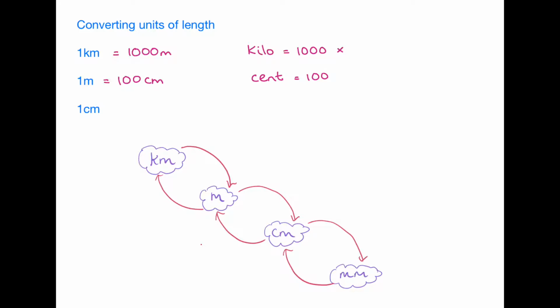Okay, and 1 centimetre is 10 millimetres. Okay, so milli is French for 1,000, and that means that a millimetre is 1,000th of a metre.